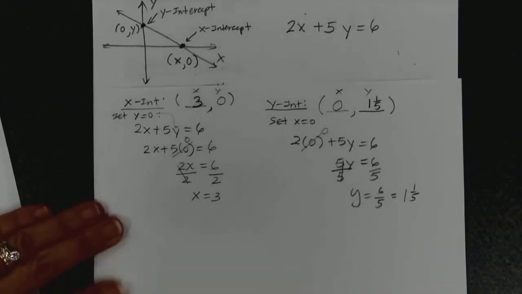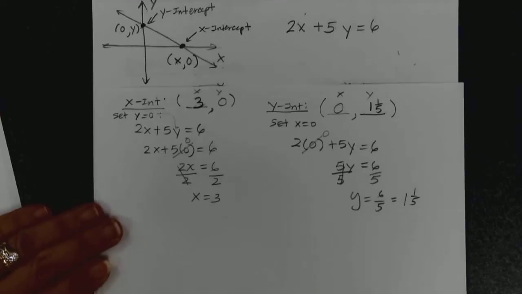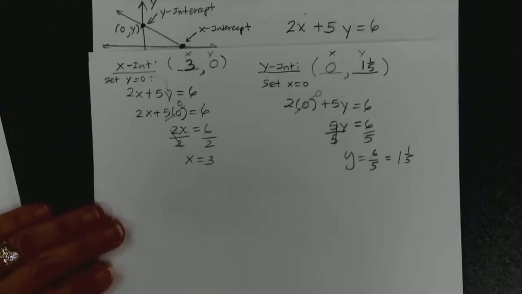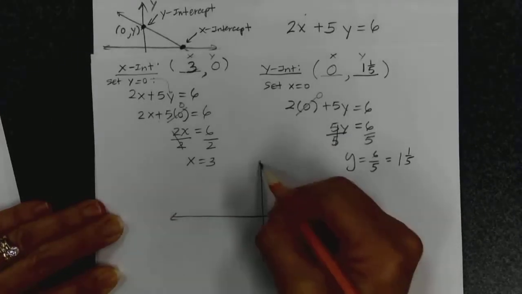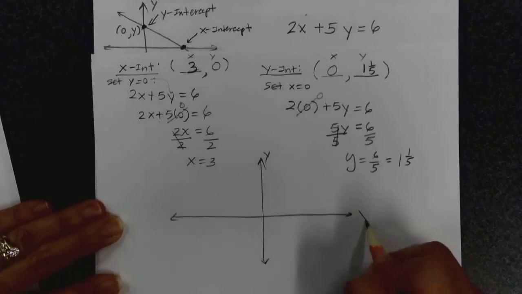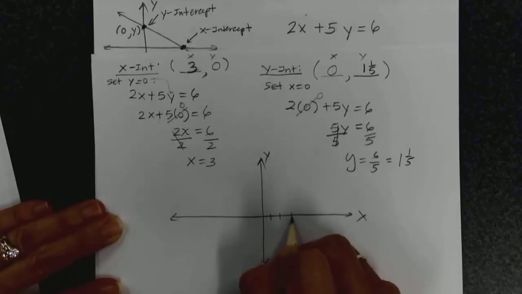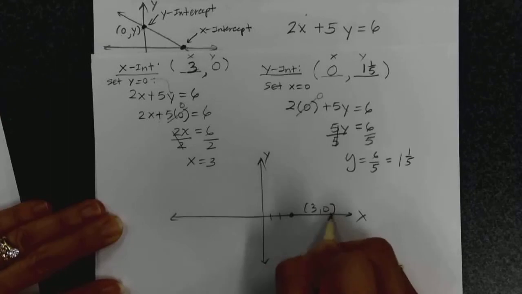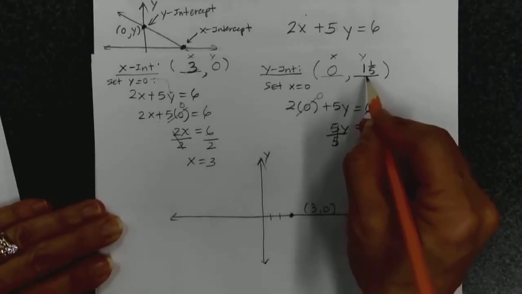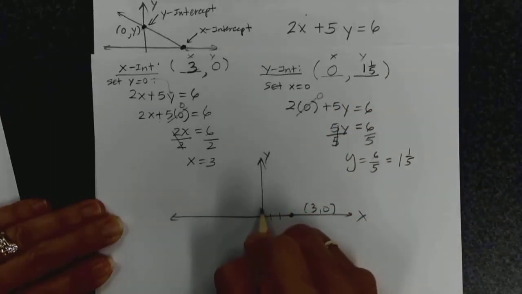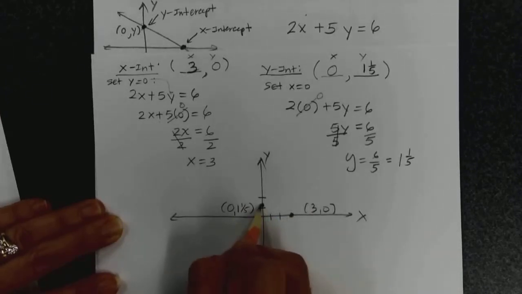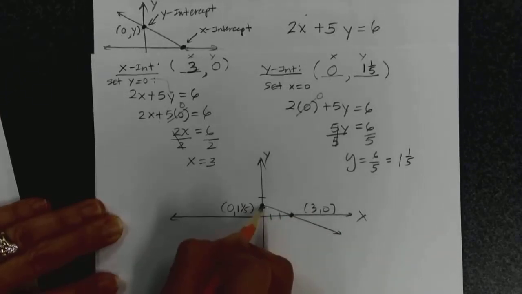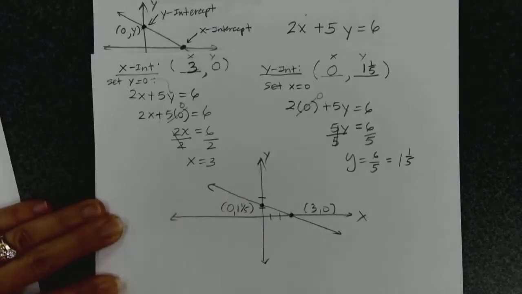By using those two points, we can graph this equation by plotting the x-intercept and the y-intercept. The x-intercept is at 1, 2, 3, so (3, 0). And the y-intercept is at (0, 1 1/5). So 0, 1, 2, and 1 1/5 is about right here. As long as you have two points, that's all you need to graph a line.